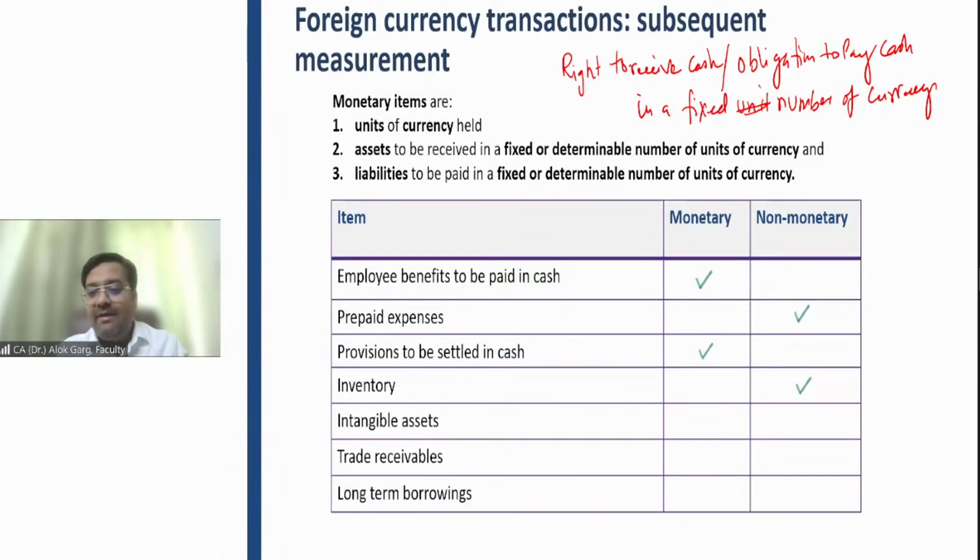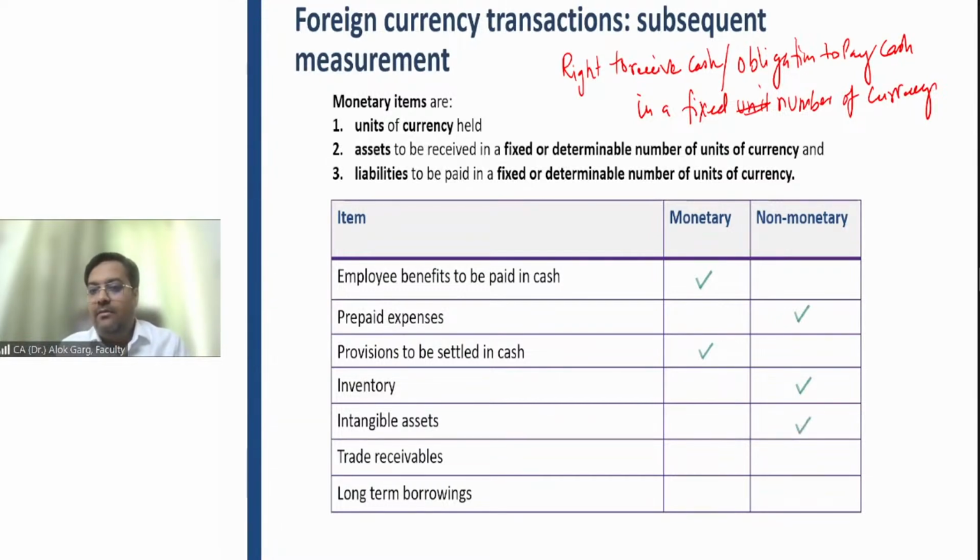Inventory. Monetary, non-monetary? Non-monetary. Intangible asset. You have the intangible asset, using that in your business. Do you have any right to receive cash? Answer is no. Till the time you sell the intangible, you will not have any right to receive cash, right? So when you sell the intangible, this non-monetary intangible will be converted into receivable, and then this receivable will become the monetary item.